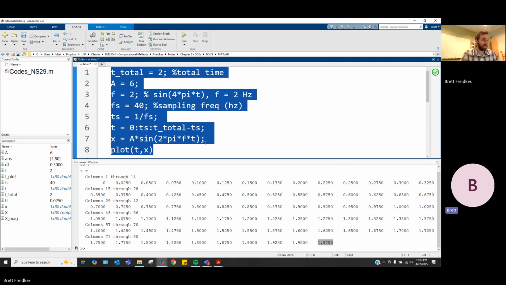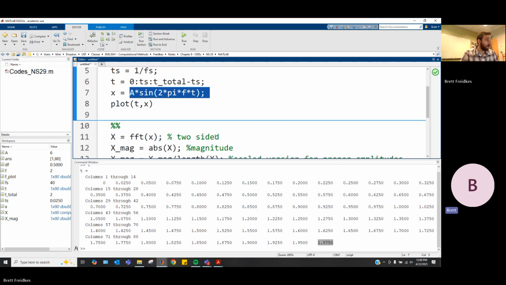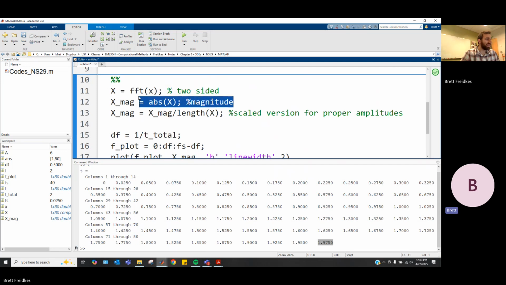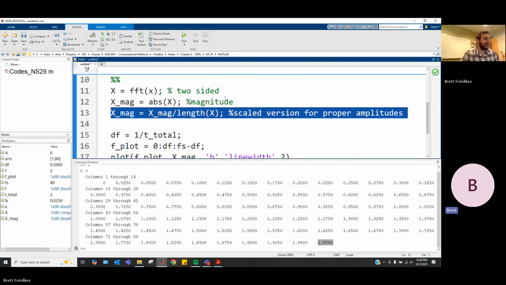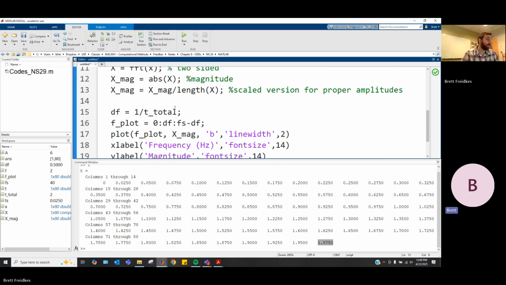If you have data, you would just have this x vector by default from your sensor or what have you. Then you'll go ahead and take the FFT of it. You'll have to take the magnitude of it using the abs function in MATLAB. You will normalize it by the number of points. If you don't do that, your amplitudes will be wrong. You see here that they are correct. You're splitting that 6 between both 2 and 38, or 2 and -2 hertz.